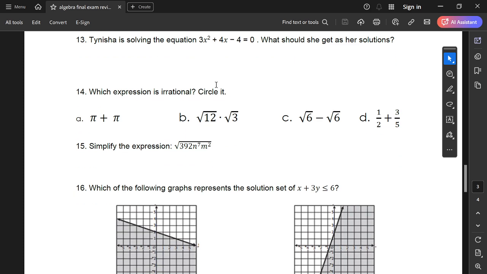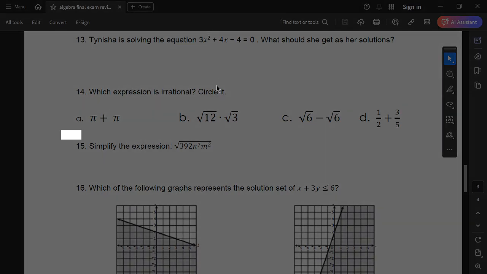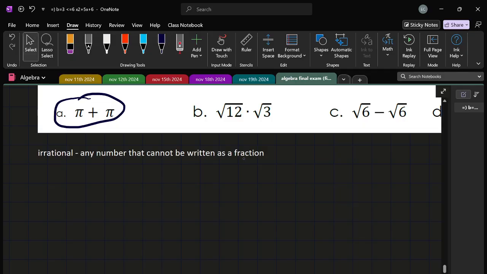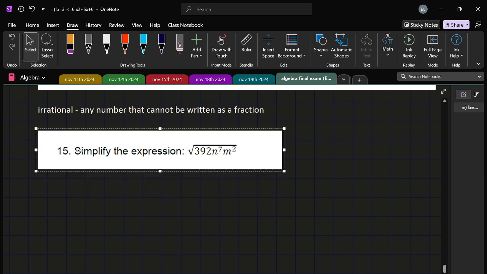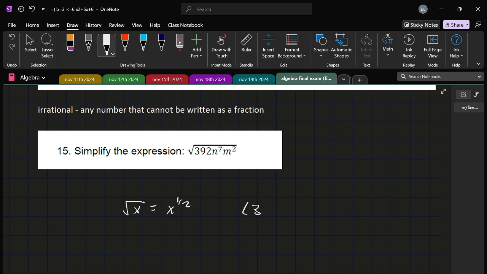All right, number 15. Simplify the expression. Like I said, I apologize if I'm teaching this in a way that wasn't taught to you guys, but the way I know how to solve this is when you take the square root of something, you get the same thing as raising it to the 1/2. So we'll take this whole expression and raise it to the 1/2.